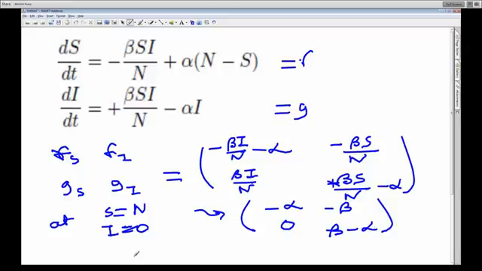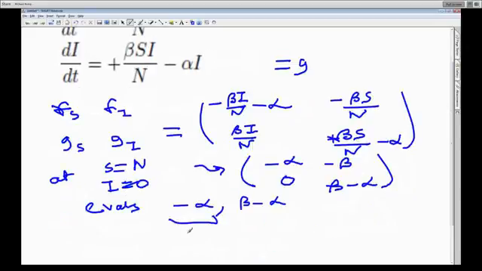And again, to work out stability, like everything else, you have to work out the eigenvalues. Now, this is a triangular matrix, and for triangular matrices, the eigenvalues are just the values on the diagonal. So these are my eigenvalues: minus alpha and beta minus alpha. Alpha and beta are both positive numbers for it to make sense as a physical situation.